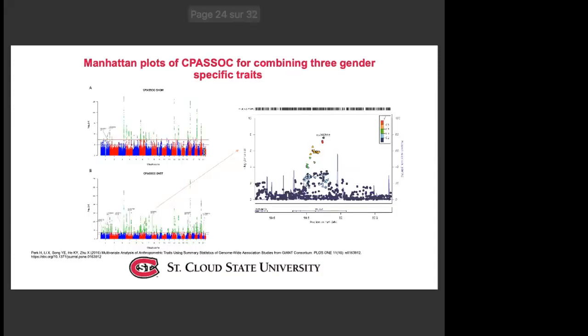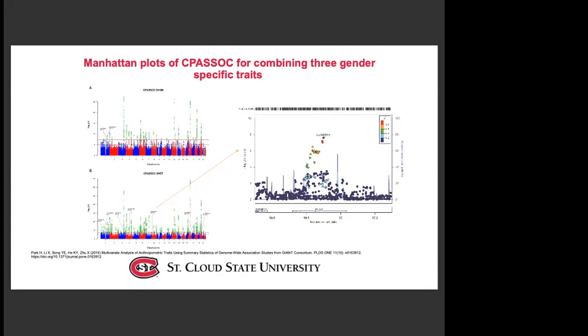And here is a picture of when we combine 3 traits together using the cross-phenotype association analysis. We combine height, BMI, and waist-to-hip ratio adjusted for BMI, because those 3 traits are what we call anthropometric traits. They are correlated. So if we combine those 3 traits together, that will increase power to detect variants that are associated with any one of those 3 traits.